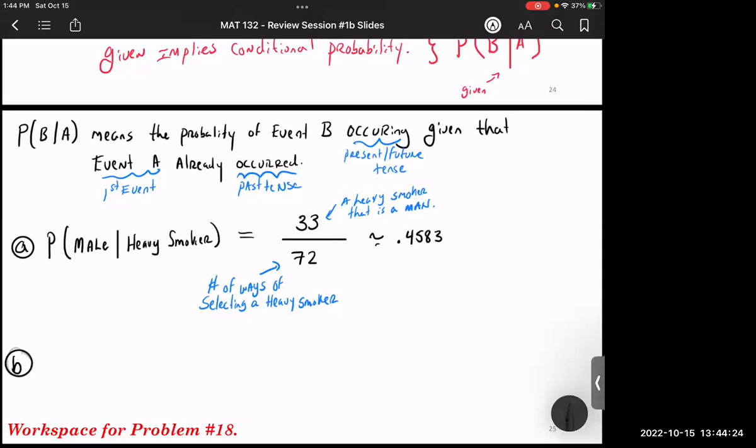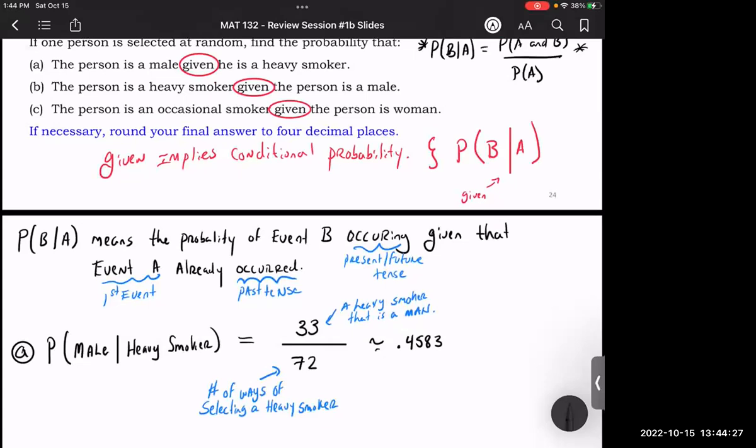Part B states that the person is a heavy smoker, given that the person is a male. So although part A and B look almost identical in terms of the events, their probabilities are not, because of the way that the events are positioned around the word given. This time, heavy smoker, is it going to be the first event or the second event? Can't be the first event. It's the second event. It's going to be the event B. That's right.